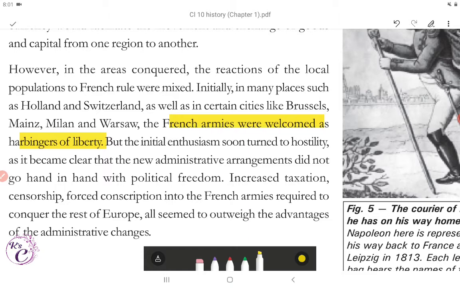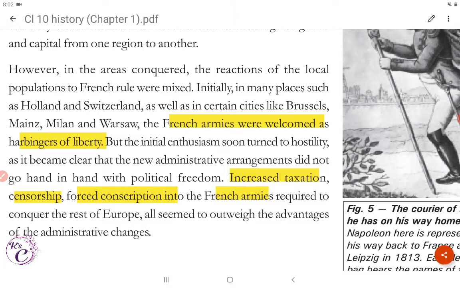Increased taxation, censorship, and forced conscription into the French armies required to conquer the rest of Europe all seemed to outweigh the advantages of the administrative changes.